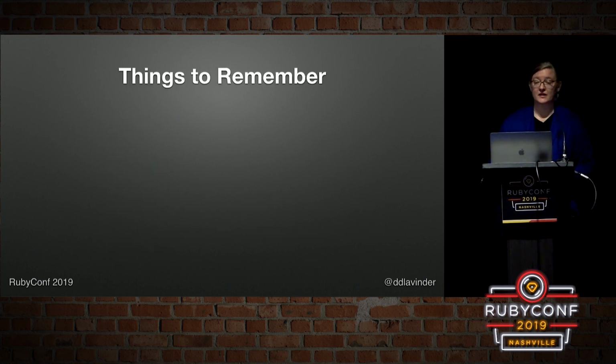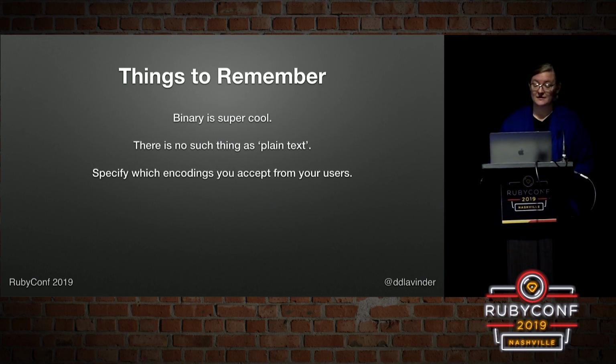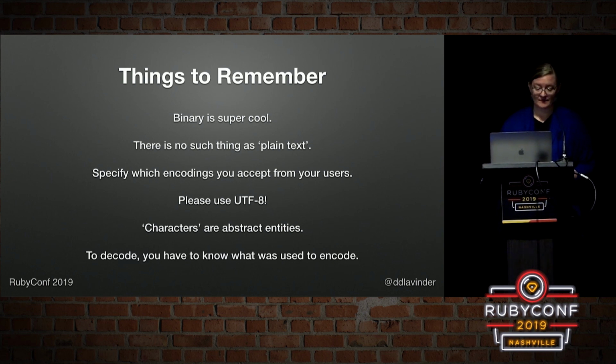Okay, so things to remember, today's takeaways. Binary is super cool. Actually, all the number systems are. Remember, there is no such thing as plain text. This is a lie. There's always an encoding. And specify which encodings you accept from your user. You will be so glad that you did that. Please use UTF-8. Keep in mind that characters are abstract entities. They can technically be anything. Think about those emojis you've seen. Correctly parsing a file, any file, requires knowing what encoding was used in its creation. If you guess incorrectly, it could lead to permanent data loss.